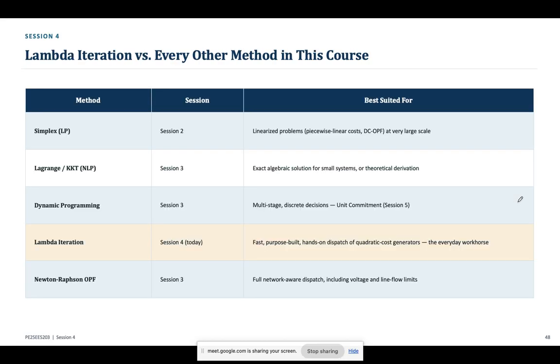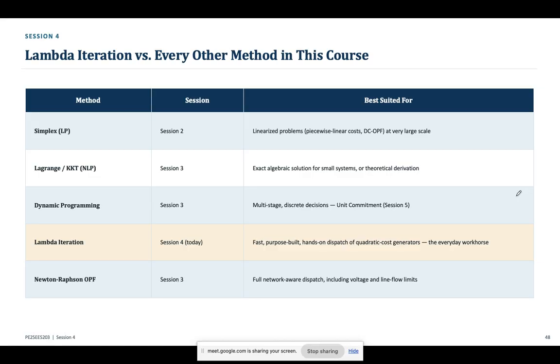So, lambda iteration versus every other method we have discussed in this entire module. If you have a look, this is a beautiful comparison. The slide places lambda iteration inside the broader toolkit developed in this course. Simplex methods are natural for linear programming formulations such as piecewise linear cost models. Lagrange and KKT methods provide the theoretical optimality conditions for nonlinear economic dispatch and explain why marginal cost equalizes. Dynamic programming addresses discrete multi-stage decisions such as unit commitment. Lambda iteration exploits the special structure of quadratic economic dispatch for a fast numerical solution.